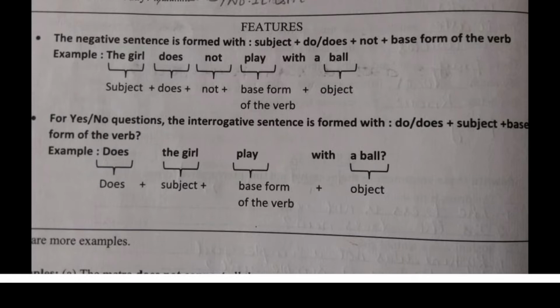Okay, for yes or no questions, the interrogative sentence is formed with the do or does plus subject plus base form of the verb. Interrogative form. Question: does the girl play with the ball? Okay, so the does should come in front in interrogative sentences.